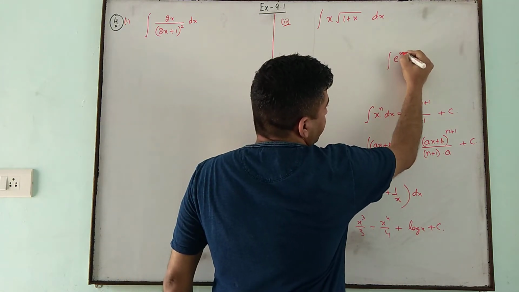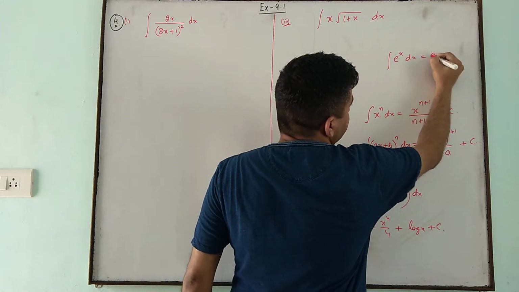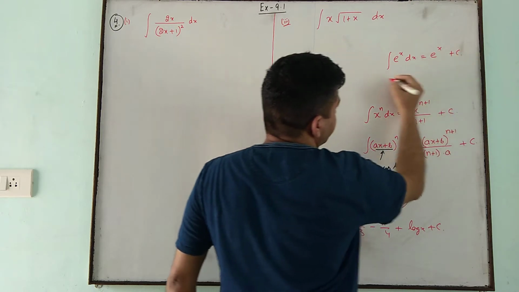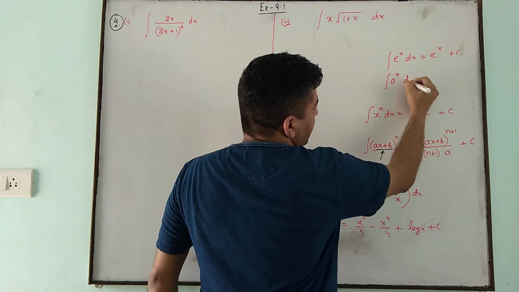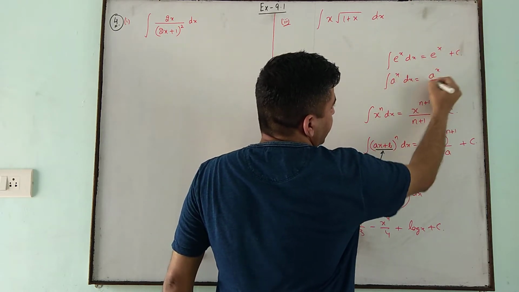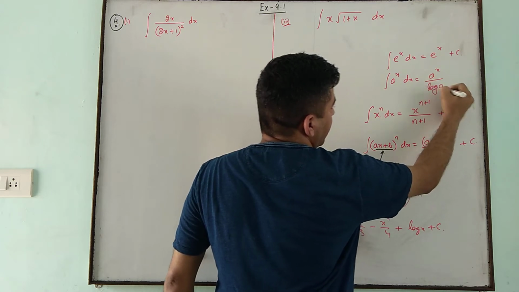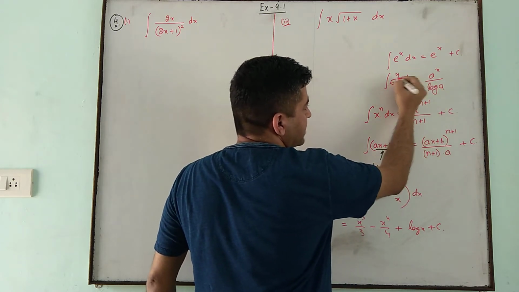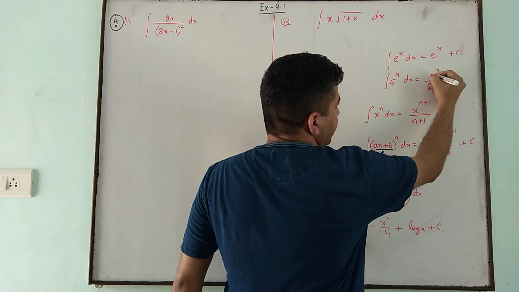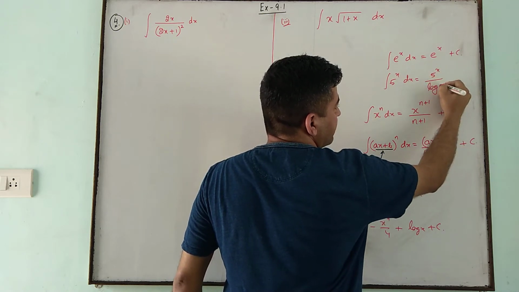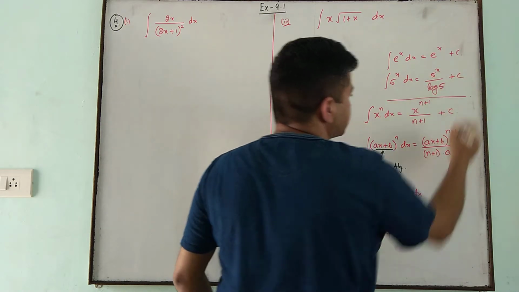Integration of e to the power x was e to the power x plus c. For a to the power x, it was a to the power x upon log a. For example, if we have 5 to the power x, then it is 5 to the power x upon log 5 plus c.